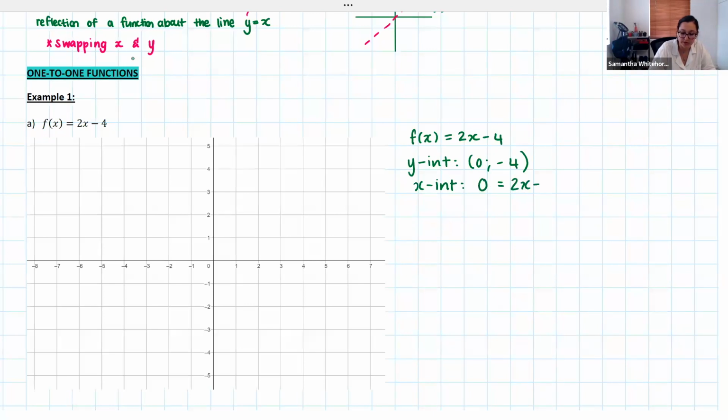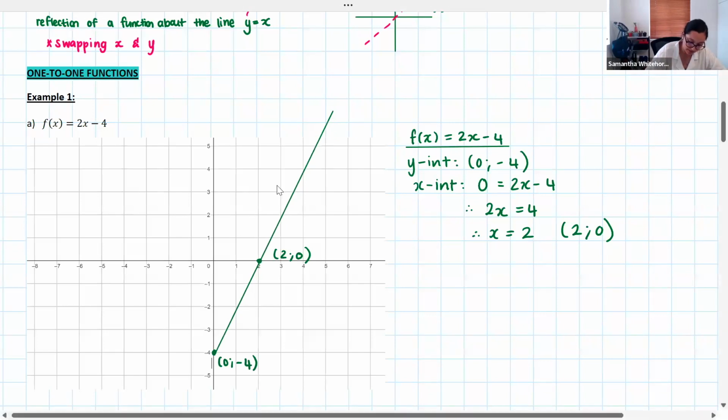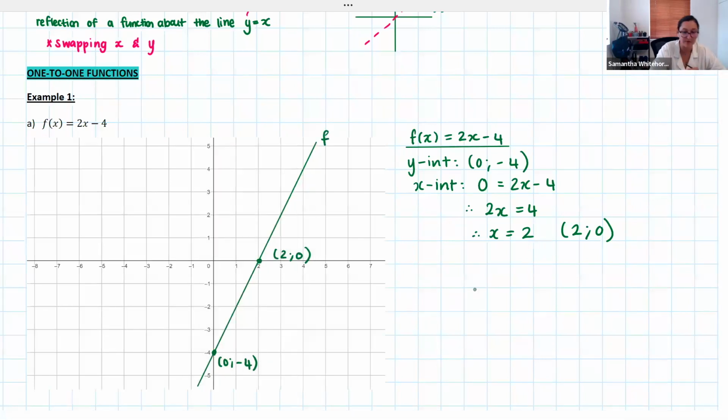So 0 is equal to 2x minus 4, which means that 2x is equal to positive 4. And so the x-coordinate of your x-intercept is 2. So (2, 0). So you've got the coordinates that you need to plot. Okay, so if I go and do that, here's my y-intercept, and here's my x-intercept. I can draw my straight line. I'm going to fix it, don't stress. And we have our graph of f. So that graph is f.